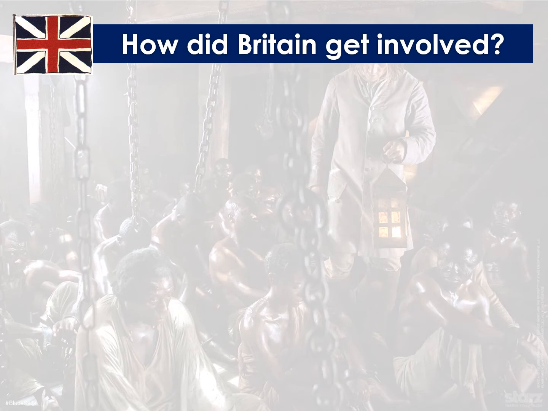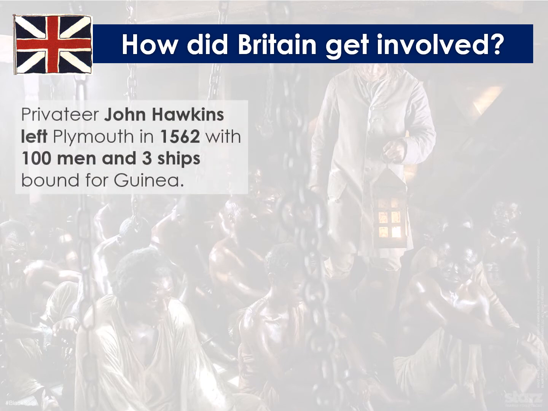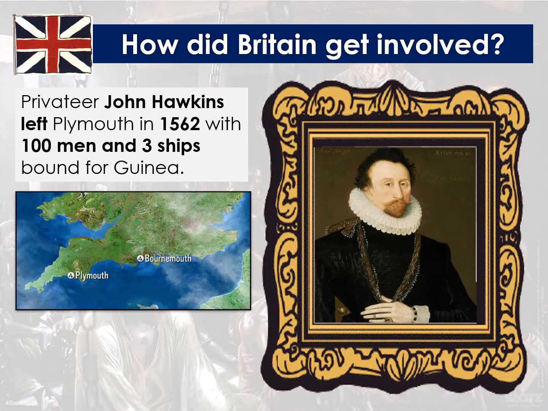So basically, we have established that slavery had existed in Africa for a very long time. There were people who traded Africans between tribes. There were other countries that traded people as well as servants, but we want to think about how Britain actually got involved in this. Basically, this is all to do with one man, John Hawkins, who was a privateer.